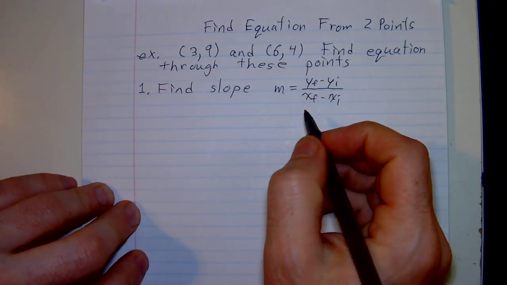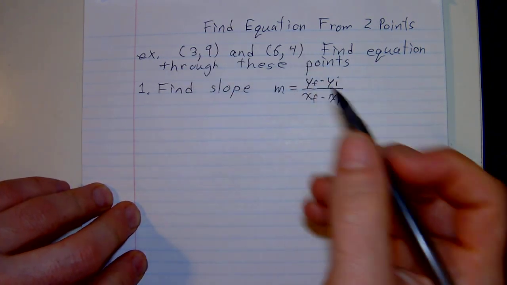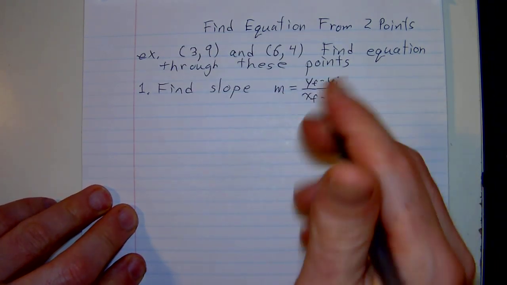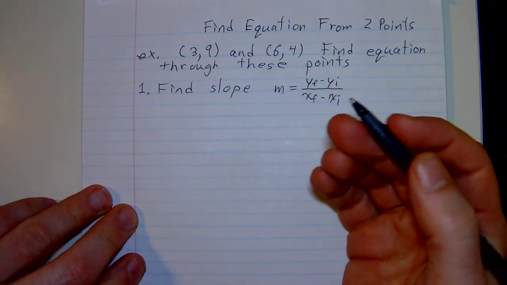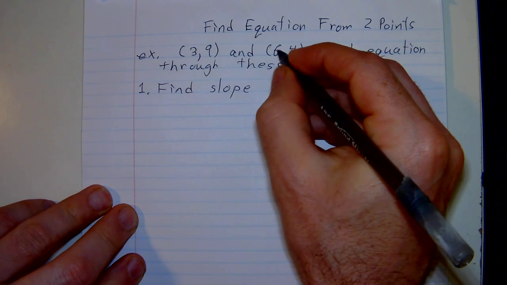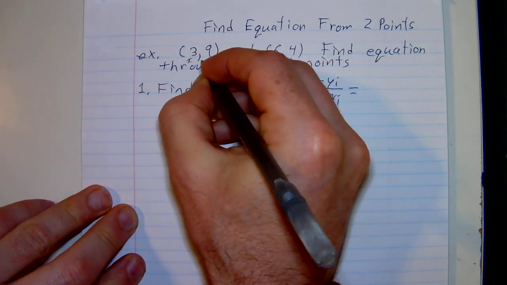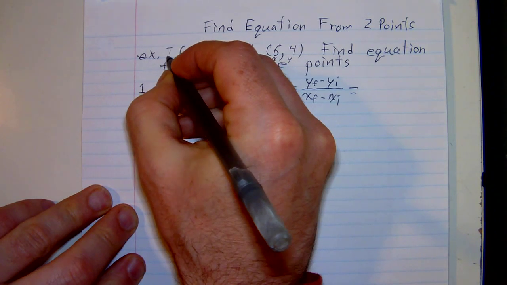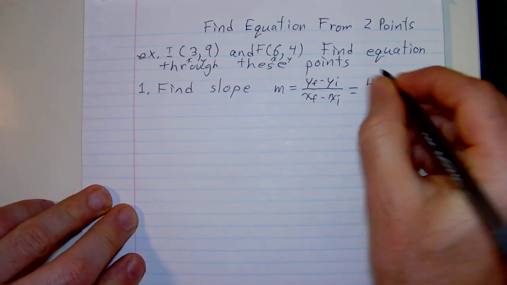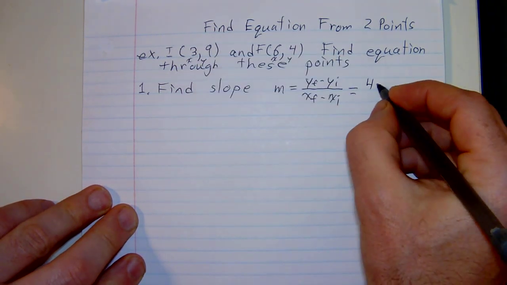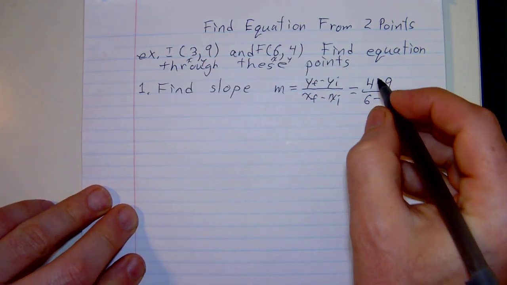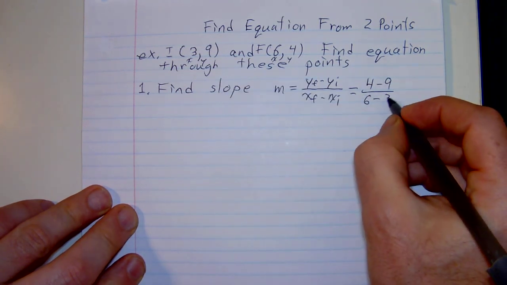So to find the slope of the line through these 2 points, we are going to look at our slope formula, which is change in y divided by change in x. It's really our definition of slope. So I'm just going to label these xy, xy. This is going to be our initial point. This is going to be our final point. So y from the final point is 4. Y from the initial point is 9. X from the final point is 6. X from the initial point is 3.